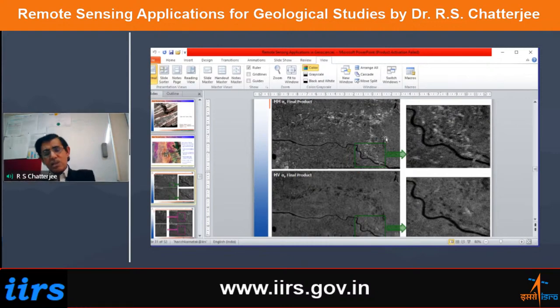This is this RISAT image of this Dhanbad Jharia coalfield. You see here we have two kinds of polarization image: the horizontal polarization or HH polarization image, and cross polarization image or horizontal vertical polarization image. So what is the difference between these two polarizations? This horizontal polarization gives you information about surface scattering, whereas cross polarization gives you information about the volume scattering.